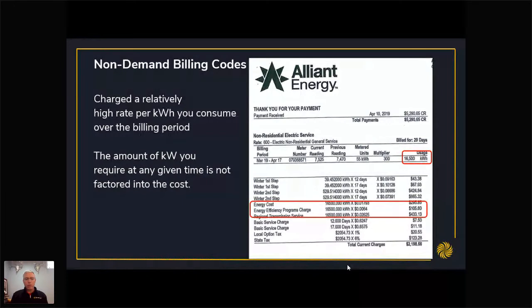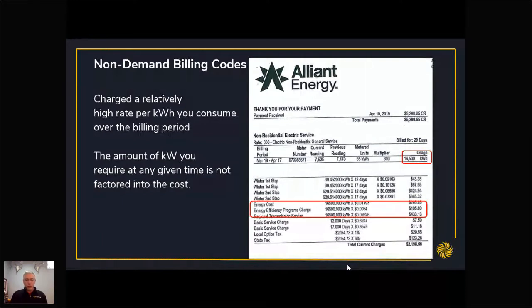Then you'll see that carry down to the charges portion of the bill, and you see that 16,500 kilowatt hours times a certain number of cents. There are different rates applied to that kilowatt hour number for different things. You see energy cost, energy efficiency programs charge. Above that, you'll actually see that Alliant bills an average daily kilowatt hour charge as well. So there are many different ways to get to the same end result. You are being charged for the total aggregate amount of electricity you use over your billing period.